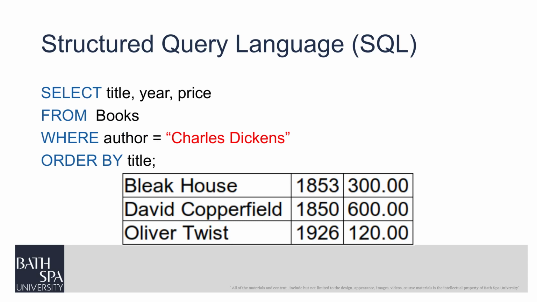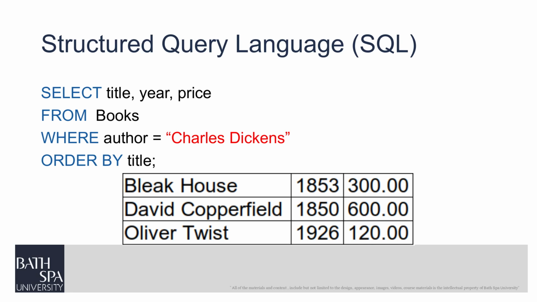So we have an example here of a very simple query. I'll talk you through it now. We're going to select 3 fields: the title, the year, and the price from the books database or table, as we saw on the previous slide, where the author is Charles Dickens. And we're going to order the results by the title in alphabetical order.